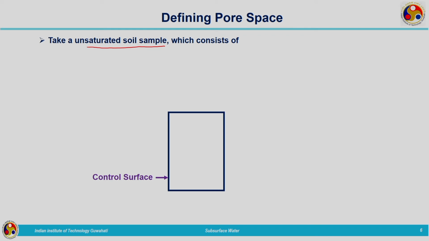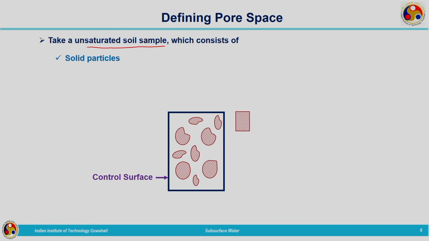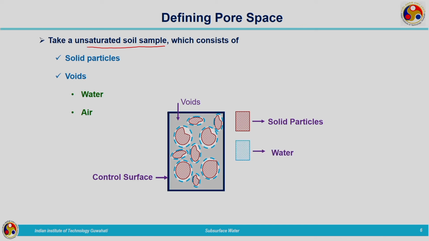It will be having a control surface marked by these blue boundary lines, and it consists of solid particles and voids. Voids consist of water and air. So, water will be surrounding the solid particles like this, and the remaining part will be filled with air.